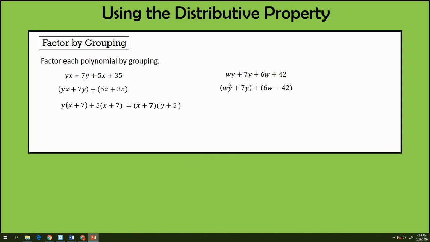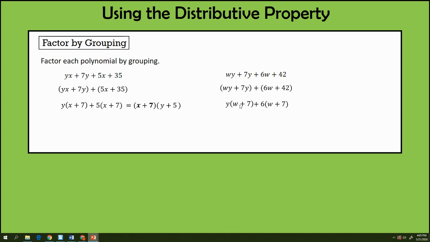Okay, next, take out the GCF. Well, they don't have any number in common, but they do have a Y in common, so I'm going to pull the Y out. In the second grouping, they have a 6 that we can pull out. So the second group becomes 6 times the quantity of W plus 7. The first grouping gave us Y times the quantity W plus 7.